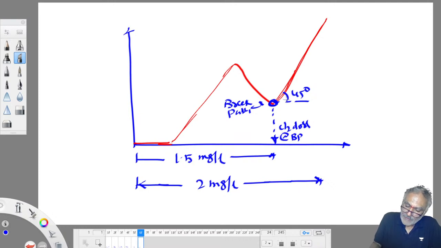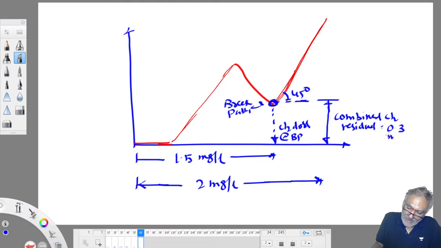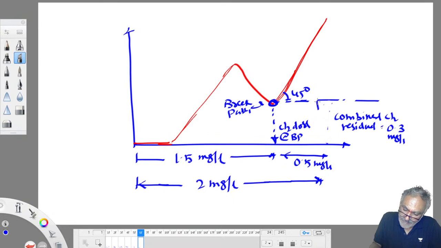Okay, then whatever residual is there at break point is called combined chlorine residual. This is combined chlorine. He has given that it is 0.3 in this question. This is 0.3 from here to here. So what is extra chlorine added beyond break point? It is 0.5 milligram per liter. This 0.5 appears as free chlorine residual because the curve rises at 45 degrees from there. At 45 degrees x is equal to y, so this is also 0.5 milligram per liter only. This is free chlorine residual.